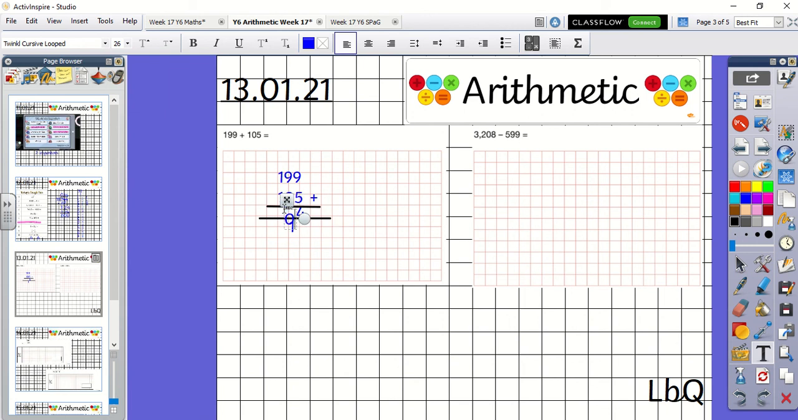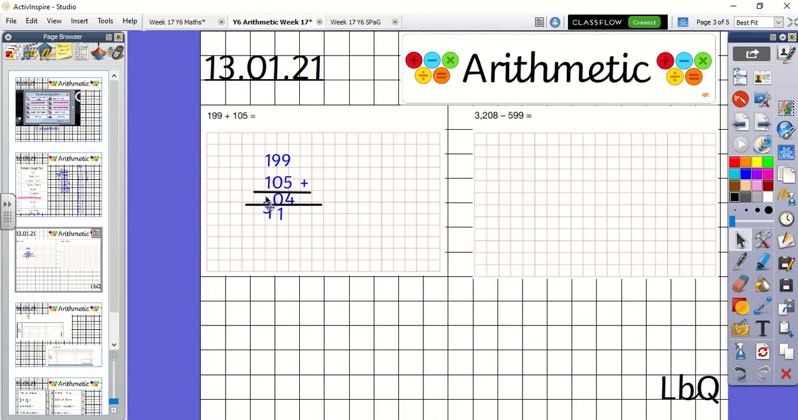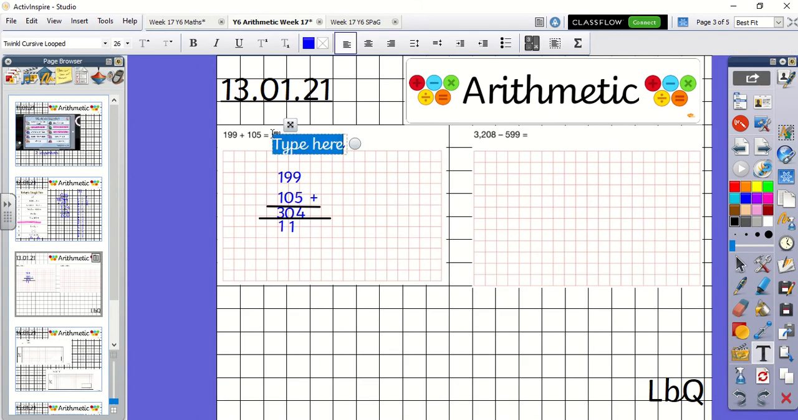So I'm going to put my 0 from that 10 in the tens column and carry my 1 into my hundreds column. 1 add 1 is 2, add another 1 is 3. So my answer is 304. There we go. Okay, so you can write that in there as well, 304. Next question, then we've got a subtraction.